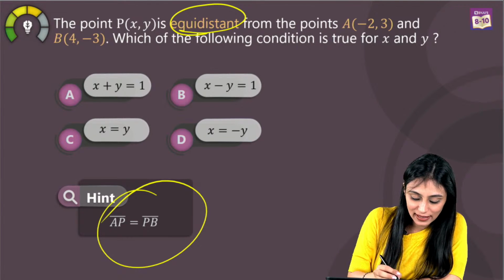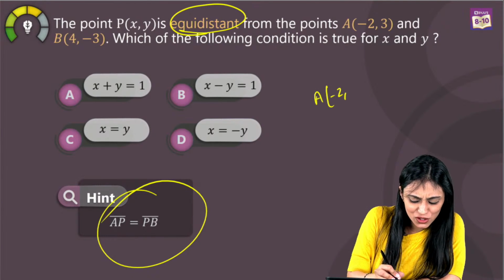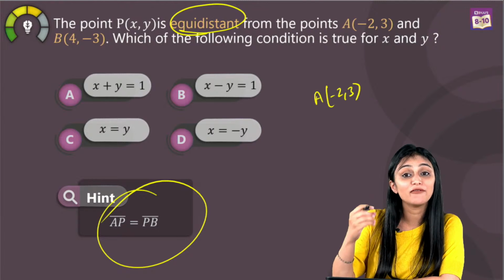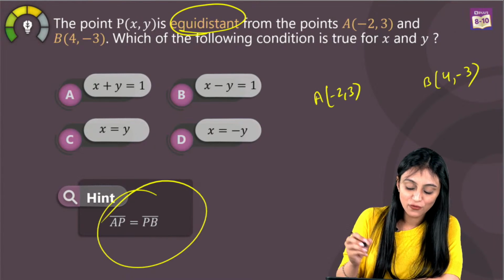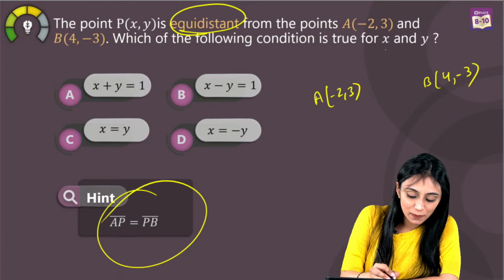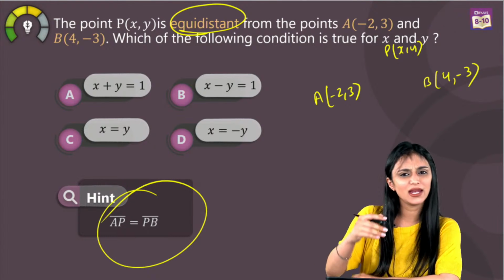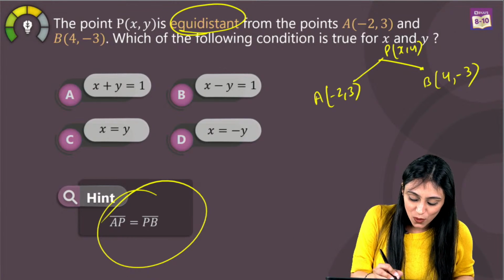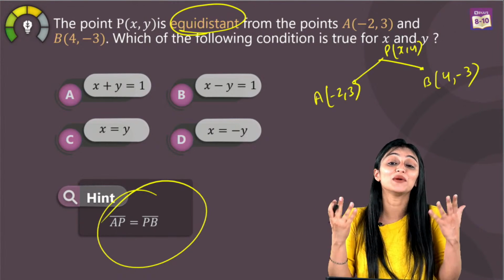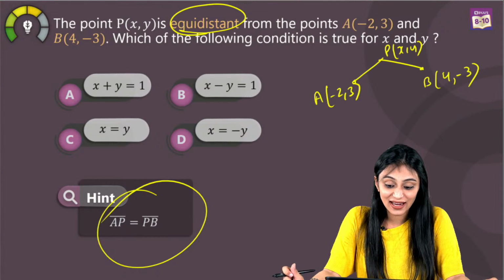So in that case, I'm just drawing a rough figure. We have point A over here and point B over here. That's going to be (4, -3). And point P is somewhere here, anywhere, but it's not lying on that line. It is equidistant from both these points. How can you apply the midpoint formula in that case, right?